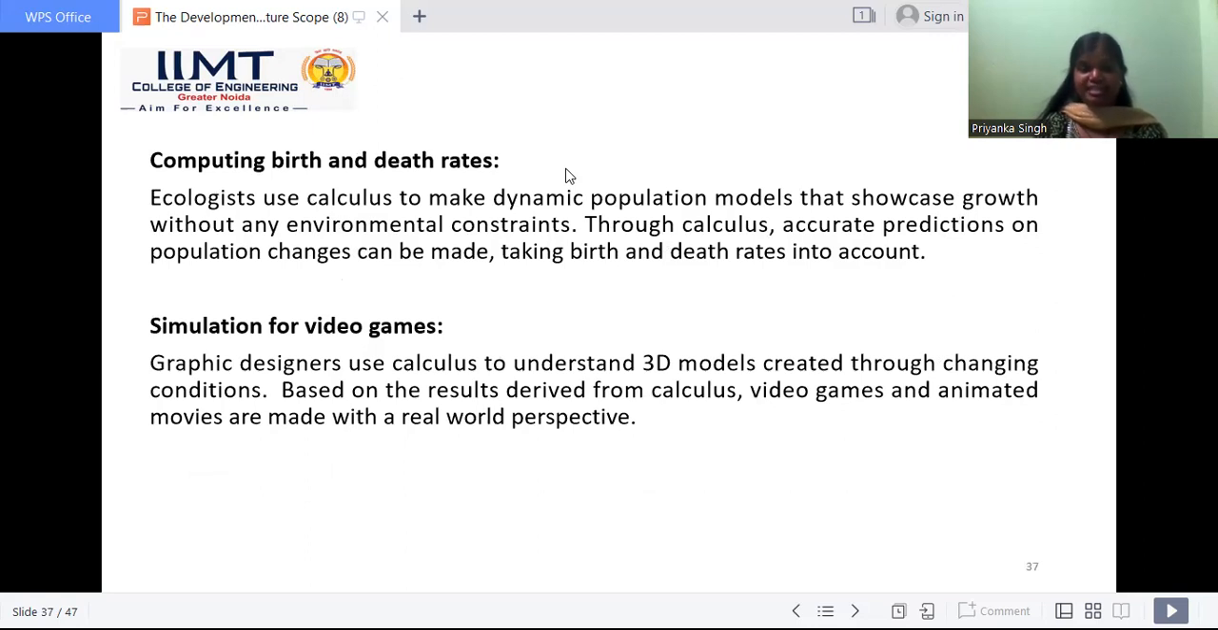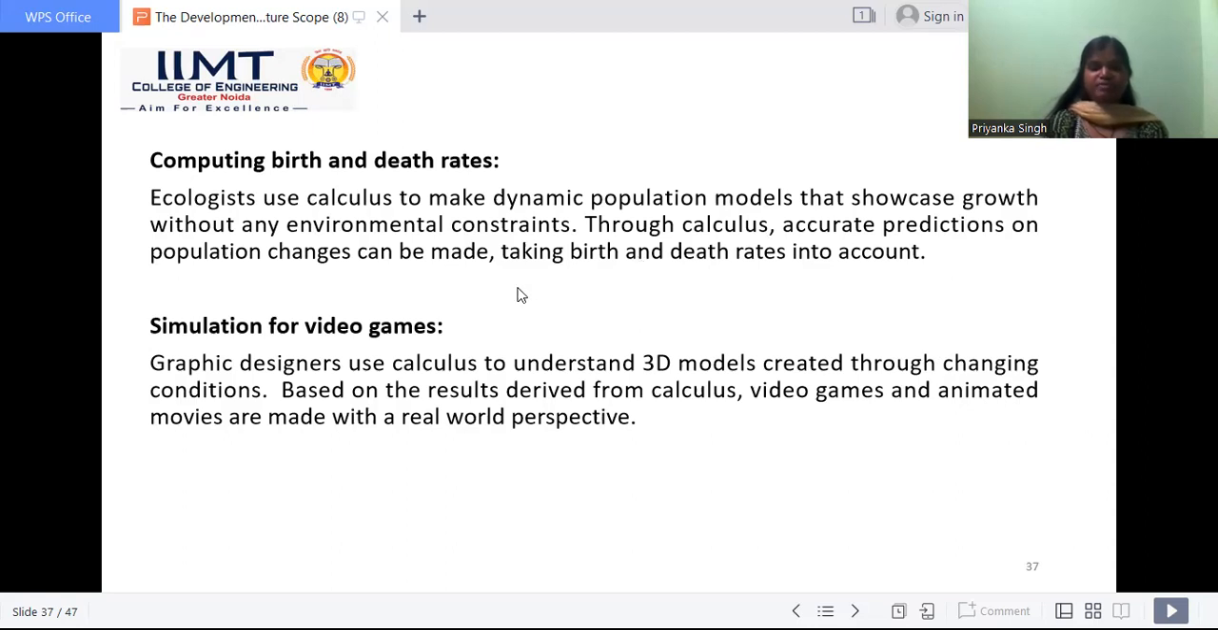Computing birth and death rates. Ecologists use calculus to make dynamic population models that showcase growth without any environmental constraints. Through calculus, accurate predictions on population change can be made, taking birth and death rates into account.